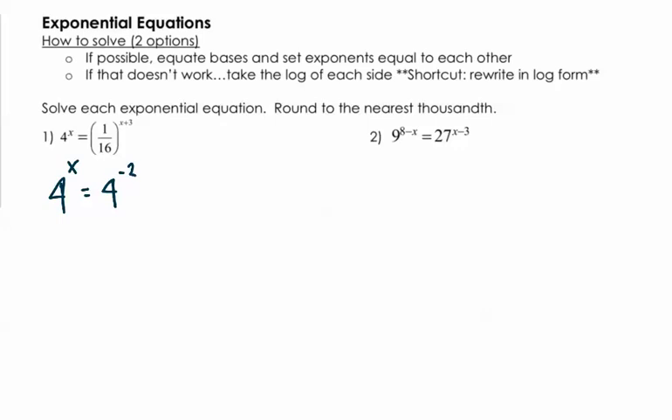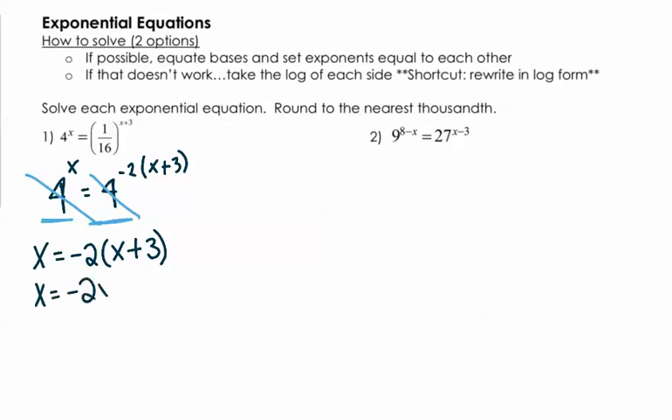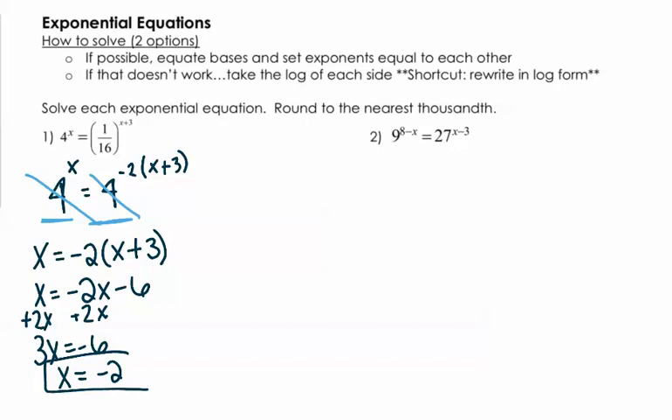And when I do that, I want to go ahead and change this into x plus 3 in parentheses. That's going to be super important because I have to make sure that I distribute that negative 2 to both the x and the positive 3. So now that I have the same bases, I can go ahead and cancel those out, and I can equate my exponents. I can say, okay, x equals negative 2 times x plus 3. And then I'm going to just solve that equation. So x equals negative 2x minus 6. Go ahead and add 2x to each side. So then 3x equals negative 6, which means x is going to equal negative 2.